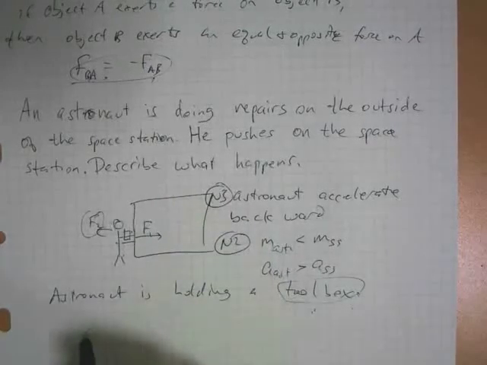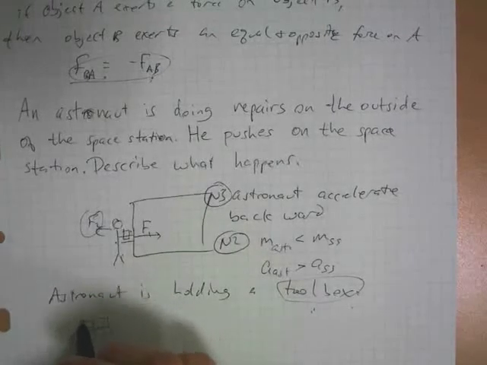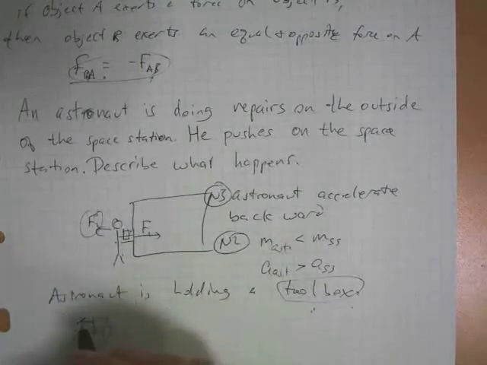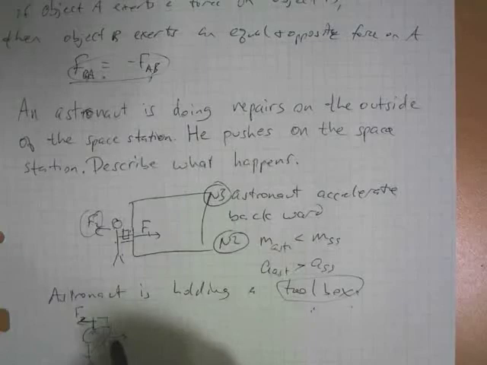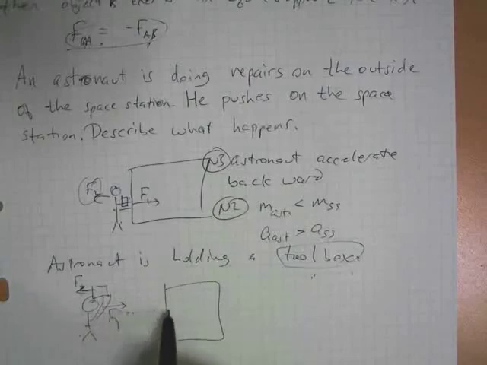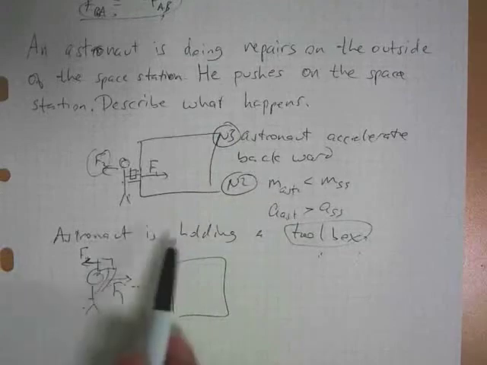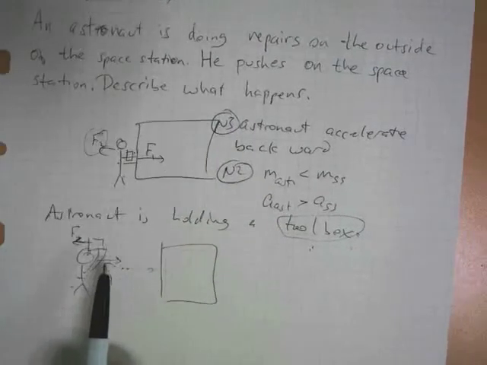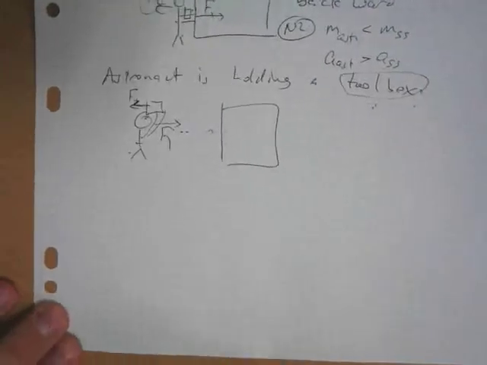If he takes his toolbox and throws it backward, he applies a backward force to the toolbox, then the toolbox will apply an equal and opposite force to him, and therefore the astronaut could make his way back to the space station. Those are examples of Newton's second and third laws, and how this astronaut could save his life using that toolbox in Newton's third law.